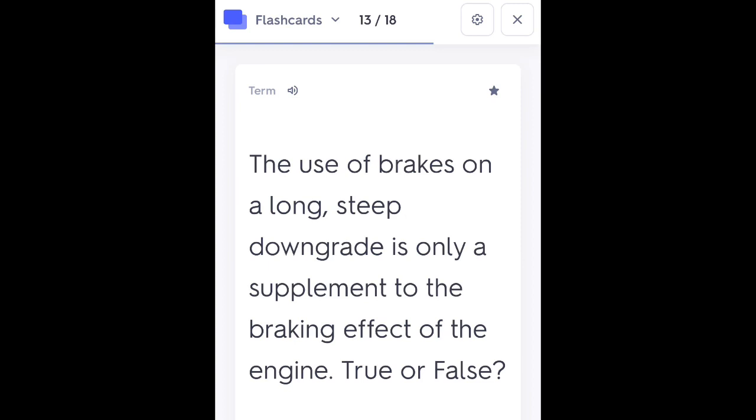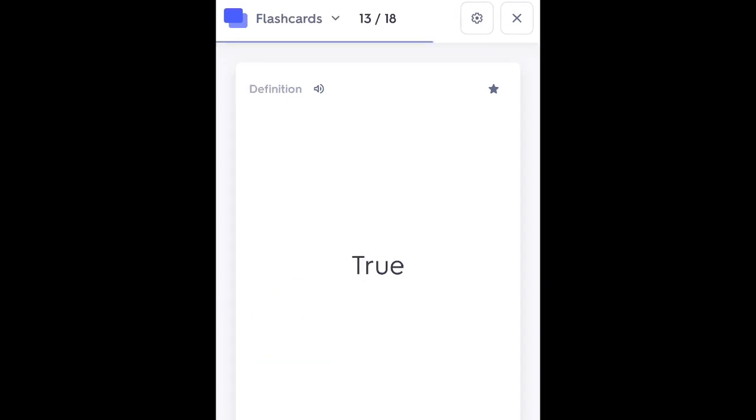Question 3 of subsection 5.4. The use of brakes on a long, steep downgrade is only a supplement to the braking effect of the engine. True or false? The answer is true. You absolutely need your engine braking effect in order to brake properly downhill.